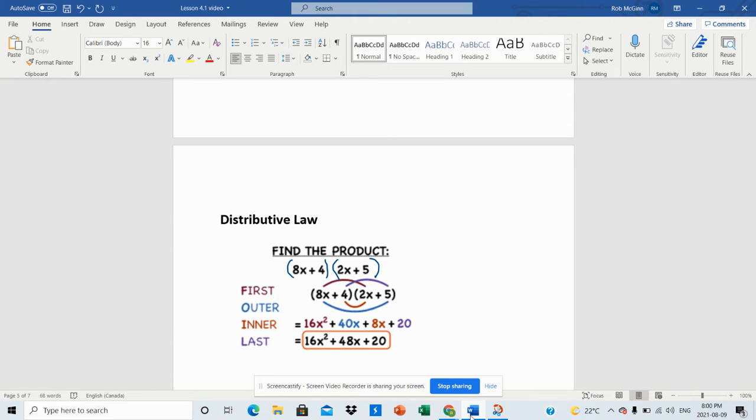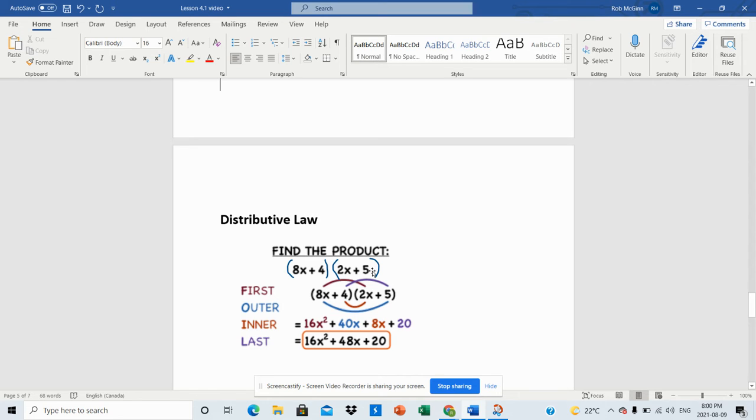So we just finished looking at some exponent laws, and now what we're going to do is look at something called the distributive law. And we're going to use this example here. The distributive law basically says that when we're multiplying, in this case, two binomials, we have to make sure that every term is multiplied by each other. So we're going to do that here. We're going to find the product of these two binomials. The first one's 8x plus 4, and that's going to be multiplied by 2x plus 5.